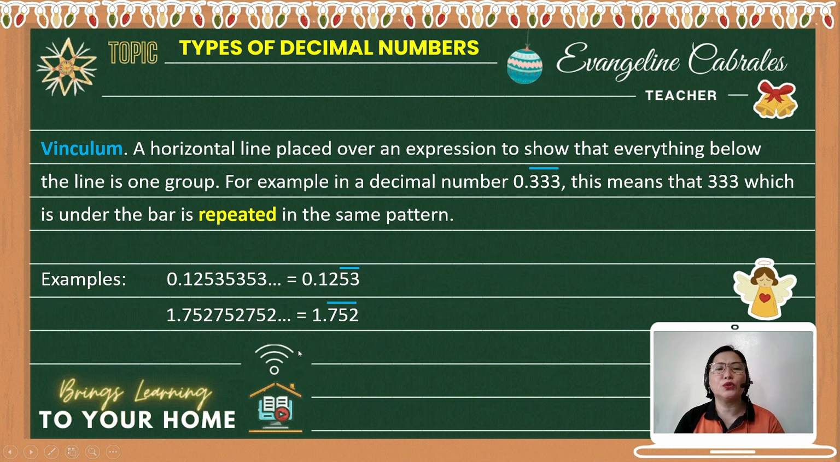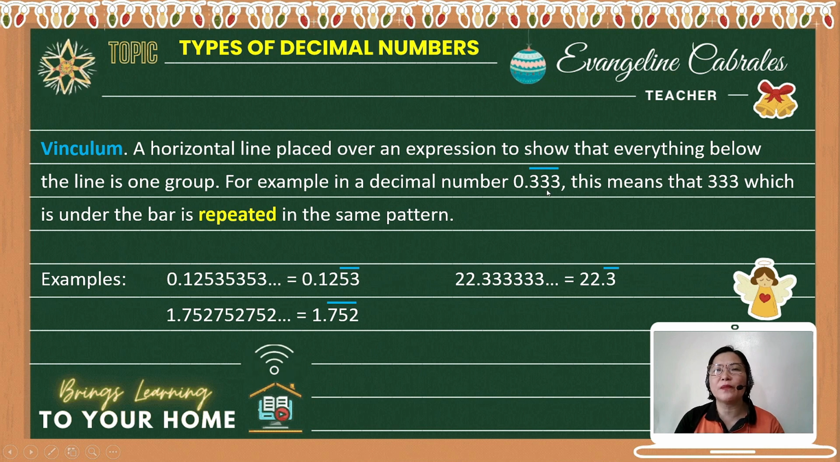How about this? 1.75275272. Ano yung umuulit? Yes, ang umuulit ay 752. Kaya isusulat na lang siya na 1.752 at may vinculum sa ibabaw nito. Another is 22.333333. So, alin ang umuulit? Yun yung digit na 3. So, nilagyan na lamang ng vinculum sa ibabaw ng 3.